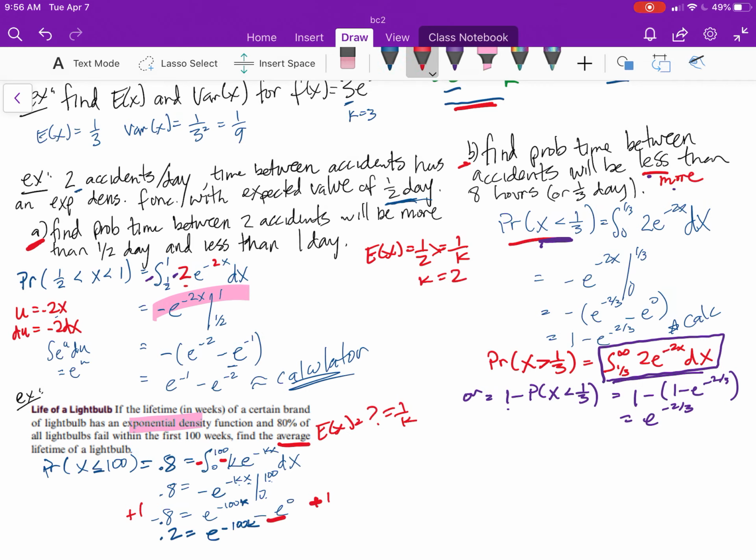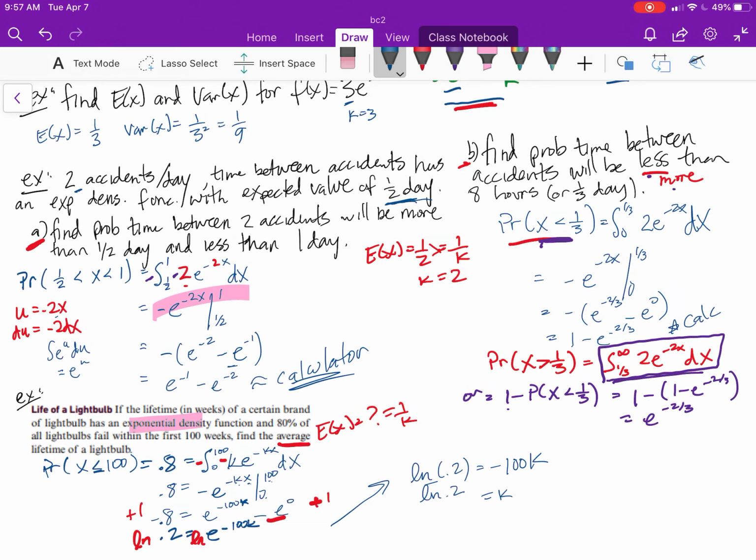And now we use properties of logarithms, ln both sides, right, to get rid of the e. So we get ln of 0.2 equals negative 100k. And now, I mean, we have to use a calculator. I don't know ln of 0.2. So divide by negative 100 and just plug that into a calculator.